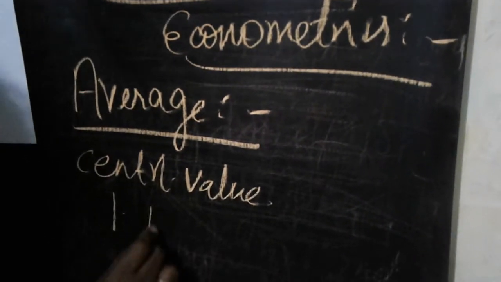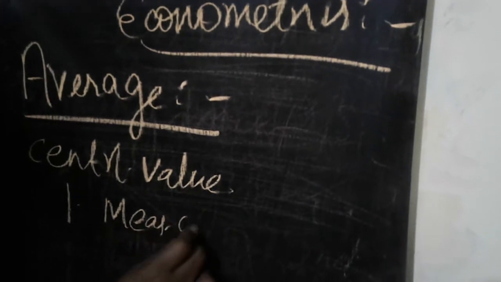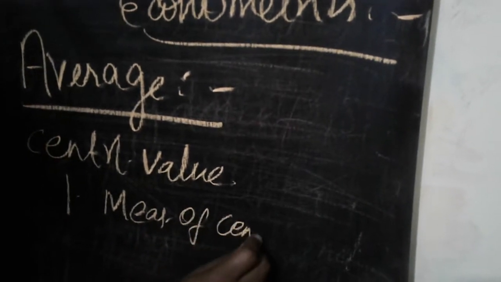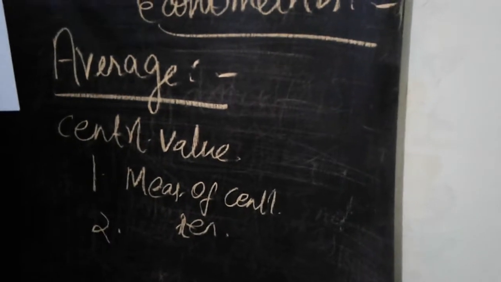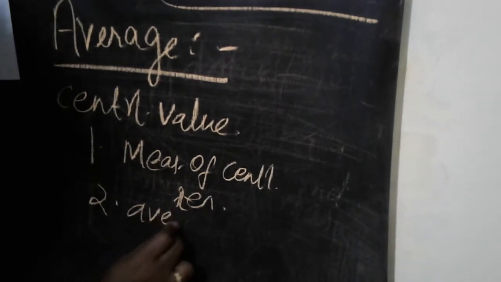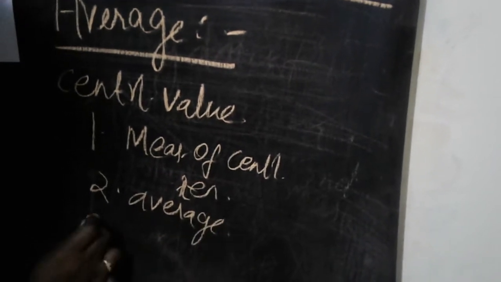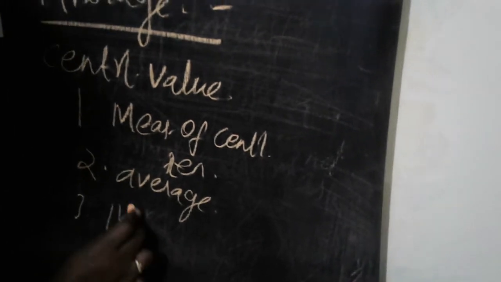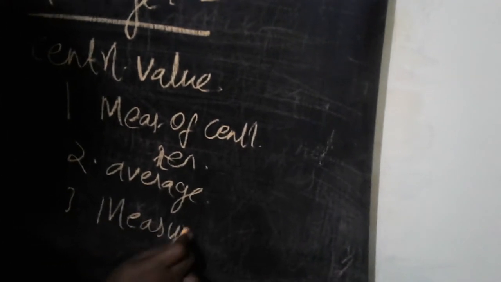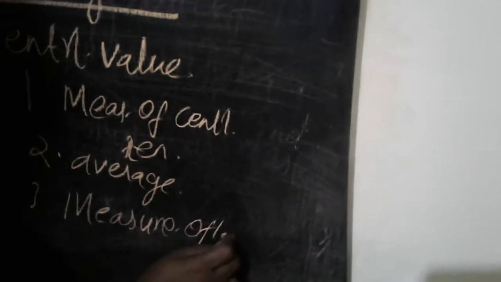What are the three different names? First one, measure of central tendency. Second, it is also known as average. And third, average or measure of central tendency, we can also call it measure of location. Clear? These are the various different names for the concept average. Average is the main important thing we are going to calculate using statistics.